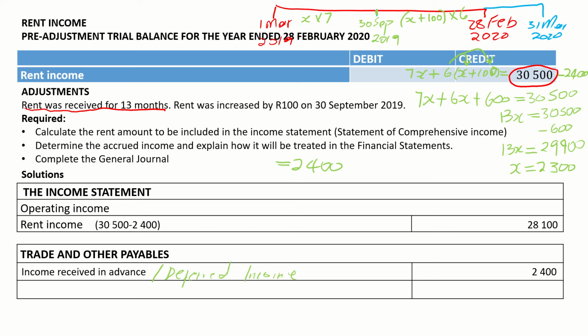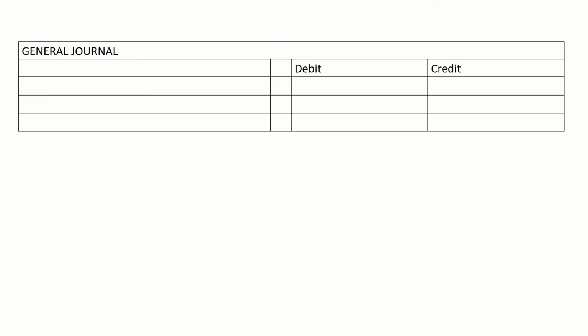You can call it income received in advance, or you can simply call it deferred income. In your general journal, you will debit your rent income because you want your income to decrease, and you will credit income received in advance because that is a liability. Your liability is going up.